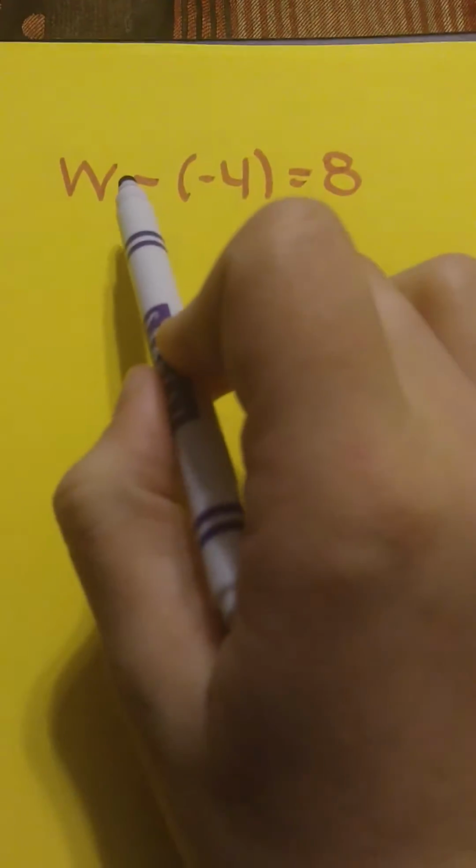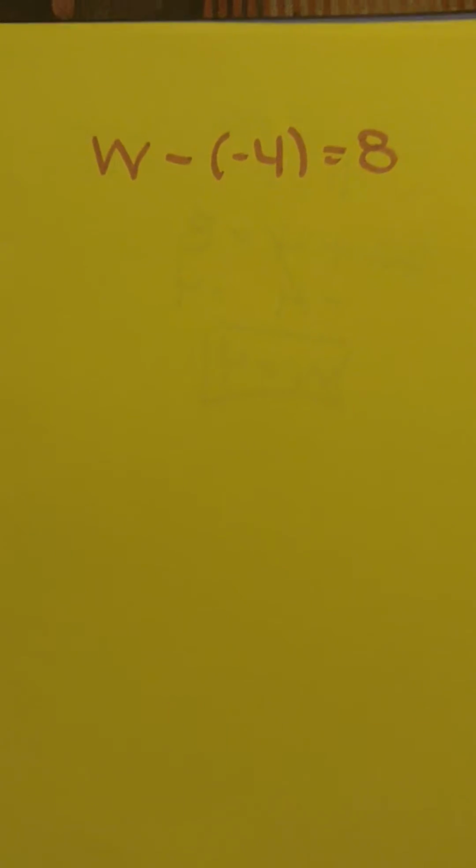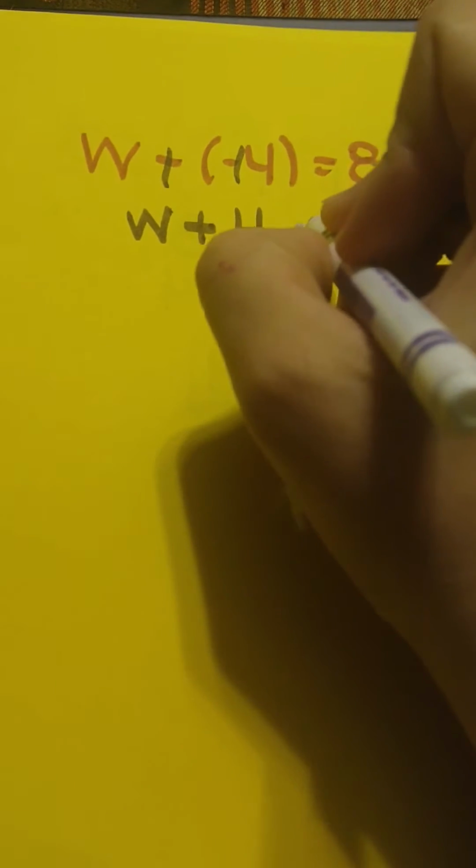Okay. Now, let's take a look at this one. This one is subtracting a negative. Again, my brain does not do well with subtracting negatives. So what do I do? I always use the rule keep, change, opposite. So now it's W plus 4 equals 8.